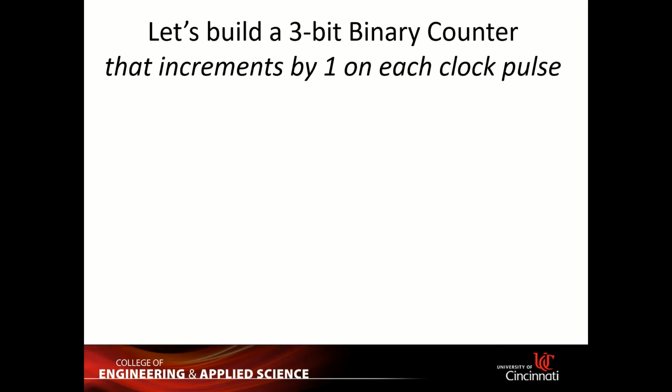So first of all, let's just build some counters. Let's build a basic 3-bit binary counter that increments by 1 on each clock pulse. When you hear the words increments by 1, that means it increases by 1 every input pulse. When you see the words each clock pulse, that tells you what type of counter it is. Is it a ripple counter or a synchronous counter? It's the second one, right? Because you need the clock to do it.